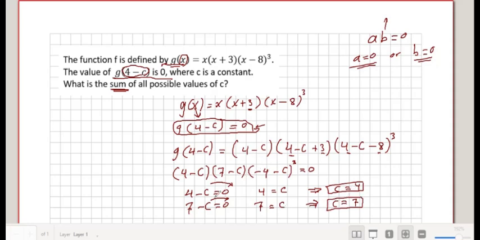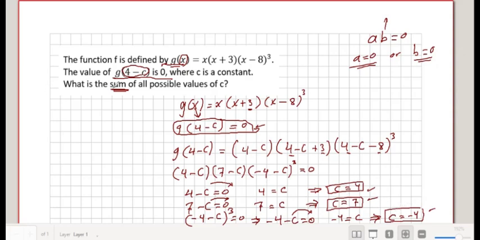And then we can write this part, which is (negative 4 minus c) all to the power of 3, equal to 0. Of course, you can take the cube root of both sides, which gives negative 4 minus c, because the cube root cancels out the 3, and the cube root of 0 is still 0. Now we can move the c to have c equals negative 4. So we have 3 values of c: 4, 7, and negative 4.